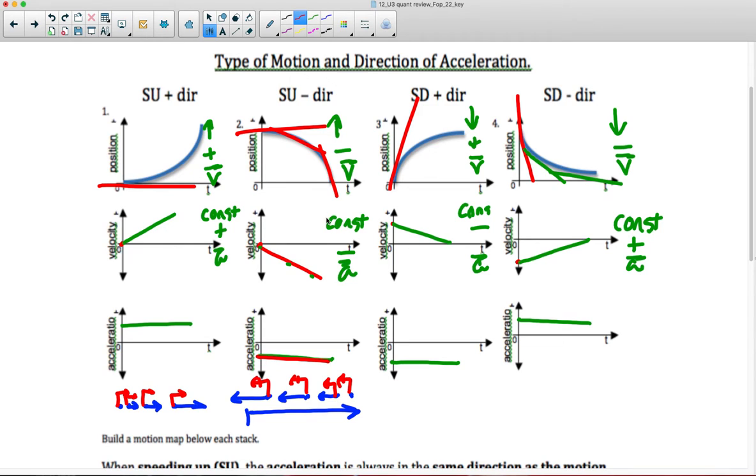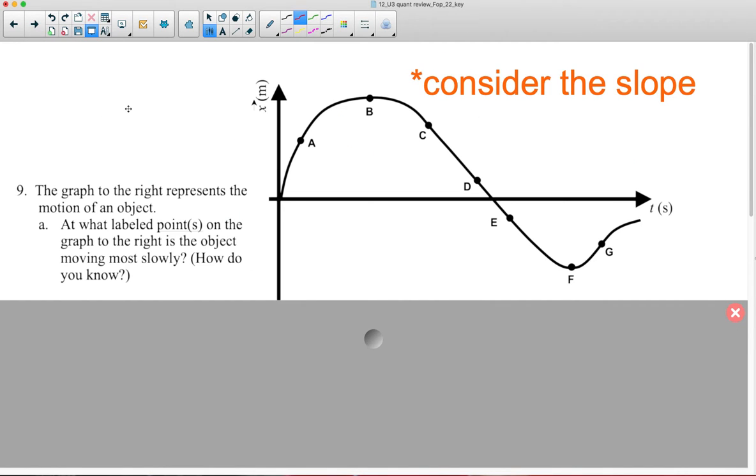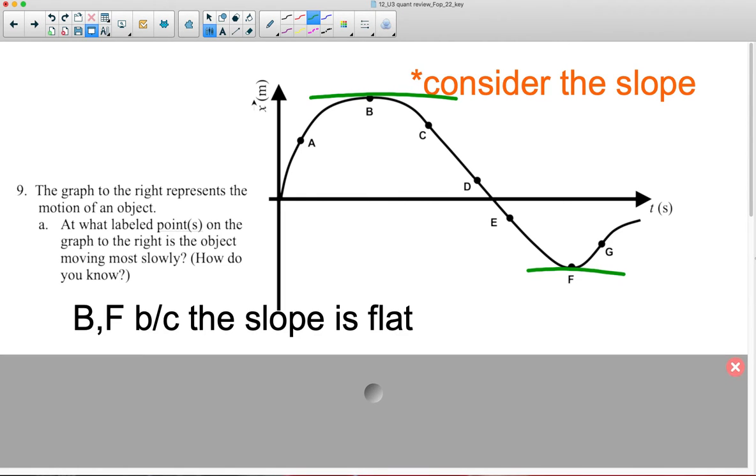Moving on. We did these in class today. So it says, consider the graph at the right. At what points is the object going most slowly? Well, you want to look for where the slope is flat, right? B, it's flat. F, it's flat. So the best answer, it's stopped or going slowest at B and F because the slope is flat.